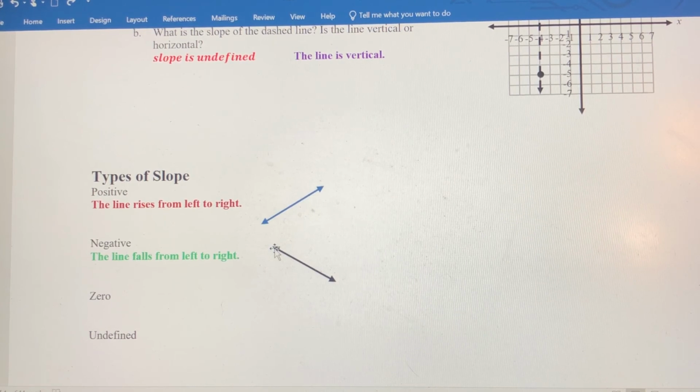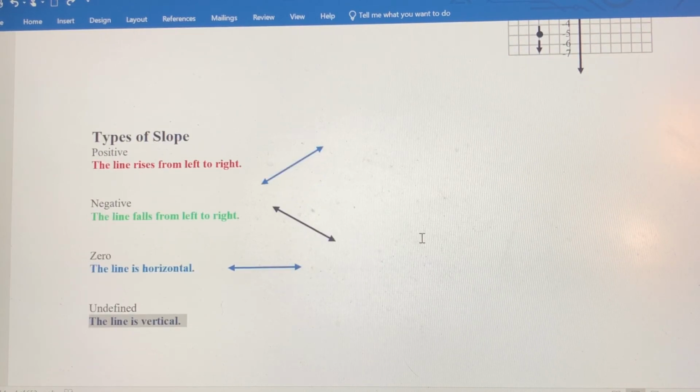Again, the steepness, which we'll talk about in the next section, can vary. It can be very steep going down from left to right, or it can be very flat going down from left to right, but it is going to fall or go down from left to right. Zero slope occurs when we have horizontal lines. And undefined slopes come when we have vertical lines that look like that.